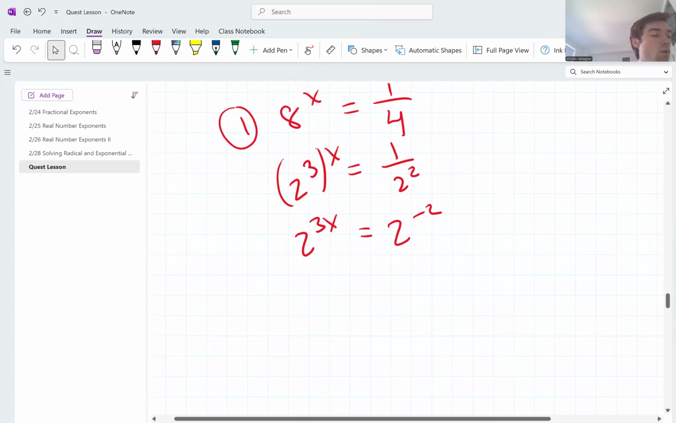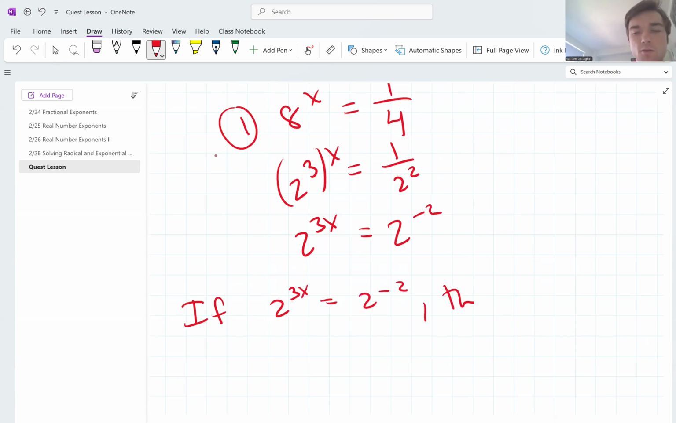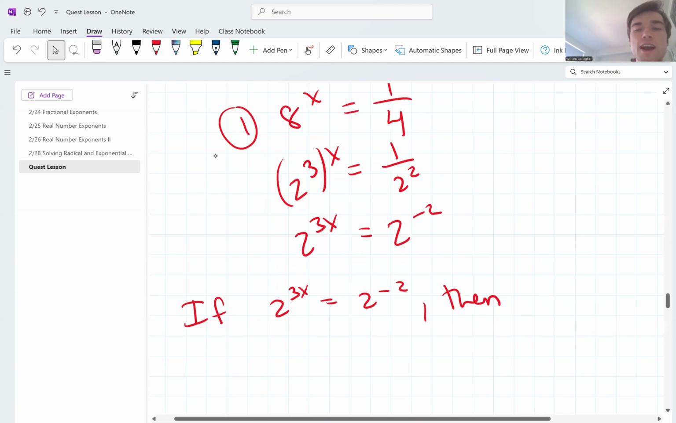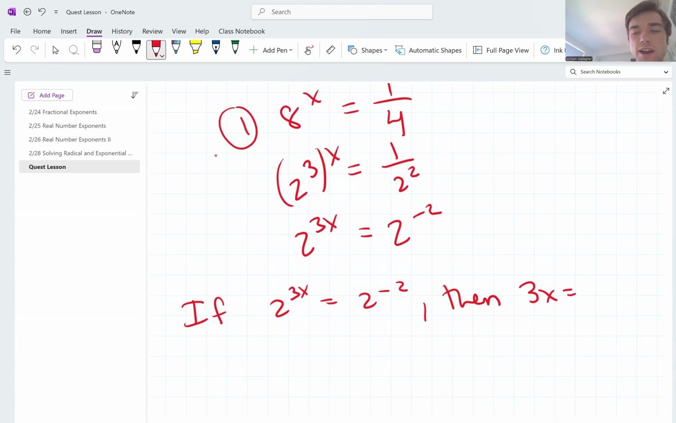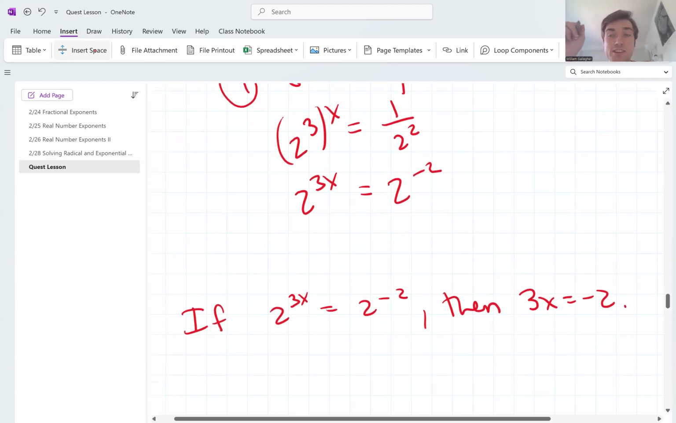So the way I wrote this in class the other day, and I liked it, I said basically what we're asking ourselves is, if 2 to the 3x equals 2 to the negative 2, right? Well, then 3x equals negative 2, right? That's the statement that we want. And so that actually should sound pretty familiar, okay? But if it doesn't, let's think about it this way.